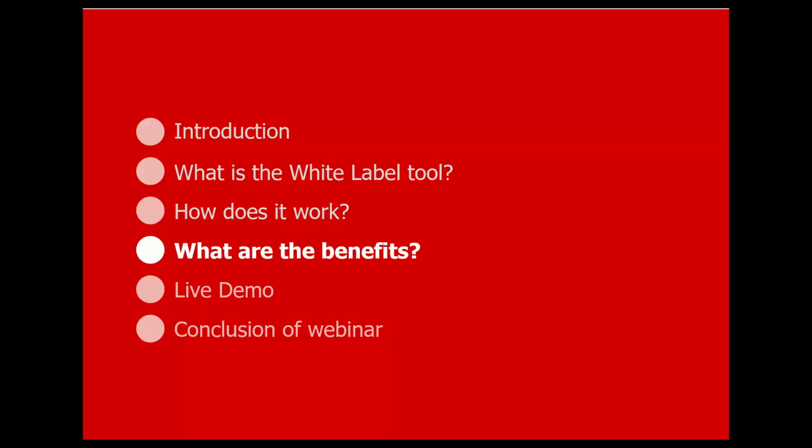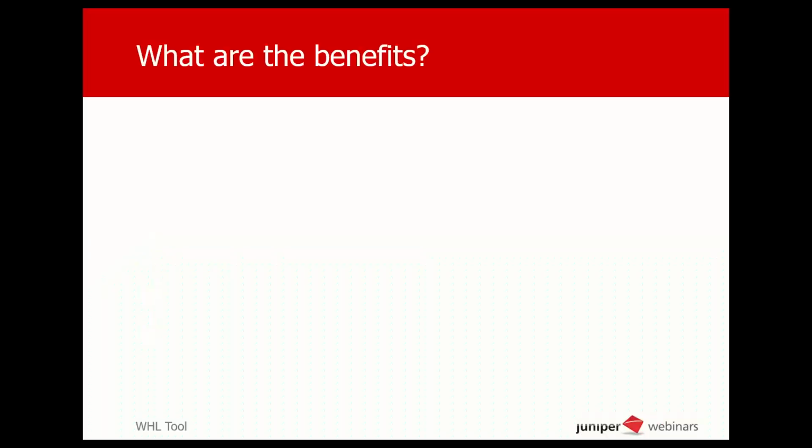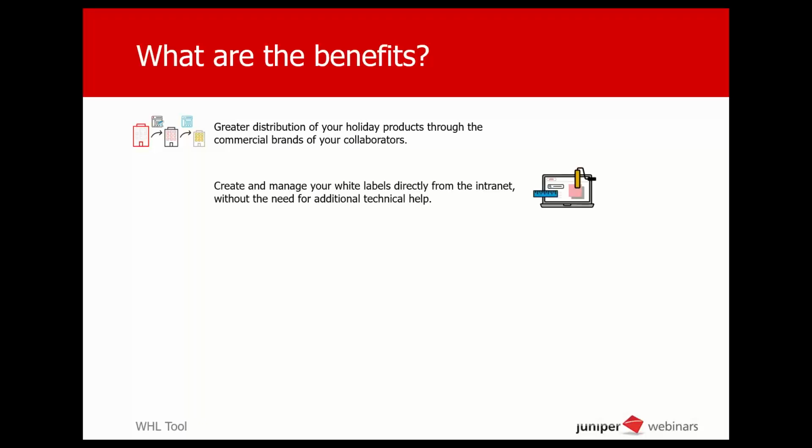So we have an idea now as to how it works, but what are the possible benefits of contracting this module? By contracting the white label tool, you will have a greater distribution of your products using the commercial brands of your clients and or partners. Furthermore, you do not need any assistance from Juniper once the initial configurations have been done, of course, as the management and maintenance of the white labels can be done directly from the intranet.